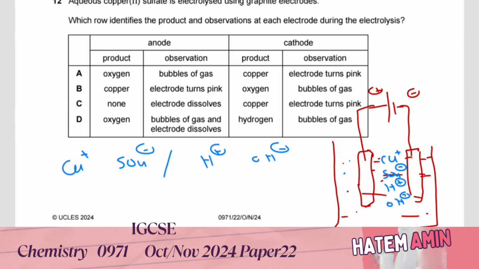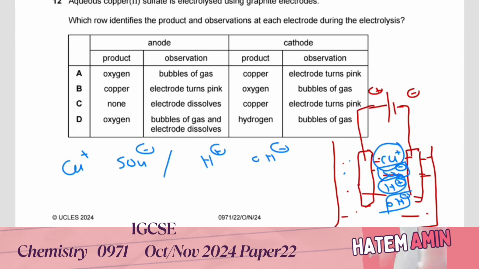Perfect. How many positive ions do we have? We have two positives. Which are they? Cu and H. How many negative ions do we have? Two, SO4 and OH. Which one here is discharged first, or is more able to discharge before the other one?